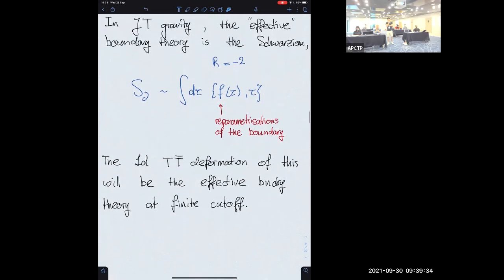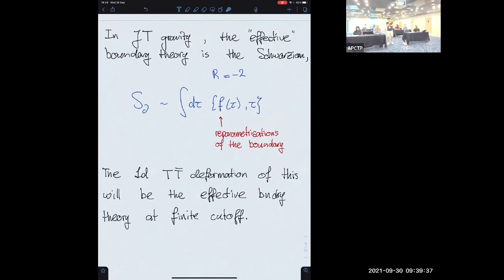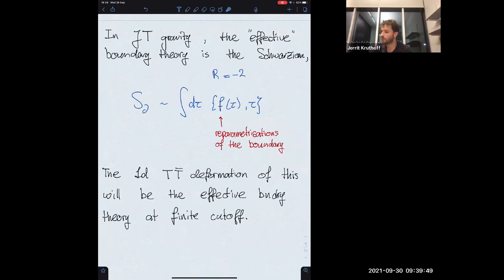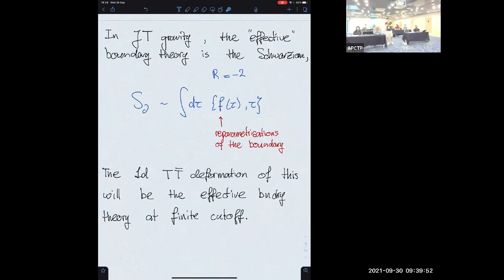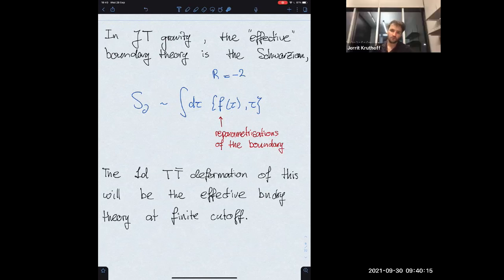So here I have a question. In the TT-bar deformation, on the previous slide you also have a Hamiltonian. That Hamiltonian is generated along the boundary time, right? Yeah. And here in JT gravity, how can you define the Hamiltonian from the beginning? Usually in gravity you can consider the radial direction as time, and define the Hamiltonian. So is the Hamiltonian that appears later the Hamiltonian in the radial direction or along the boundary time? Yeah, it's the Hamiltonian along the boundary time.